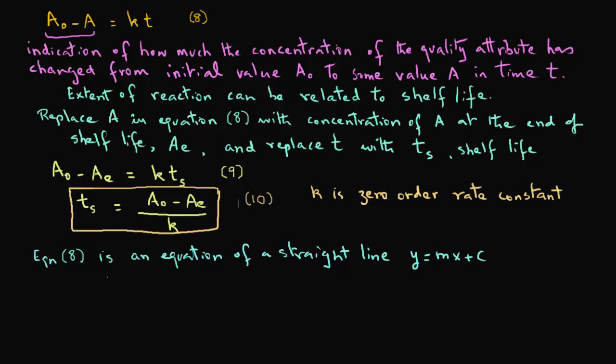So we can express equation 8 in a graphical manner by drawing the ordinate as A and x-axis as t. Then the slope of the straight line that we will obtain will give us minus k, the zero-order rate constant. So this is how we will obtain the zero-order rate constant when the concentration is decreasing with time during the shelf life of a given product. And we will see this with an example in a different tutorial.